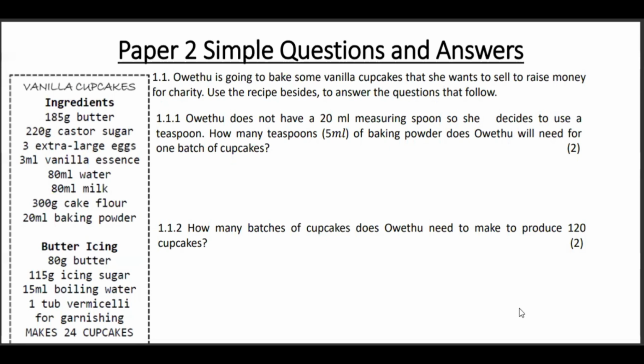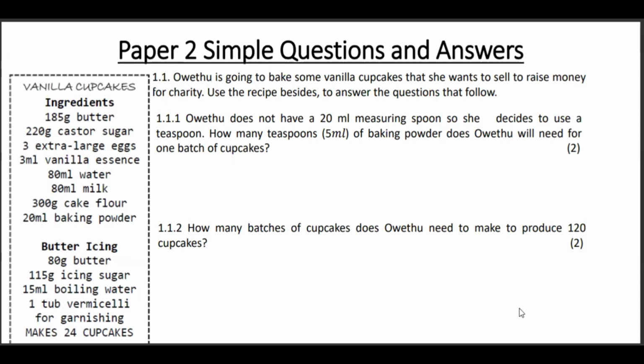Oretu is going to bake some vanilla cupcakes that she wants to sell to raise money for charity. Use the recipe beside to answer the questions that follow. Owetu does not have a 20 milliliter measuring spoon, so she decides to use a teaspoon. How many teaspoons that are 5 milliliters of baking powder does Owetu need?